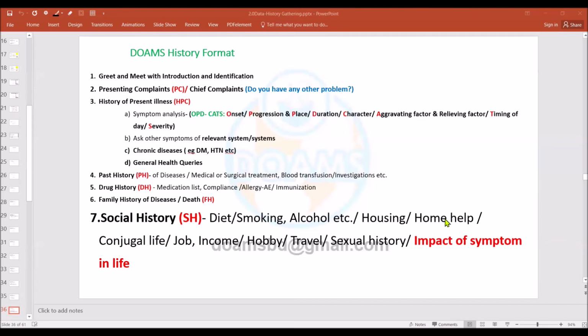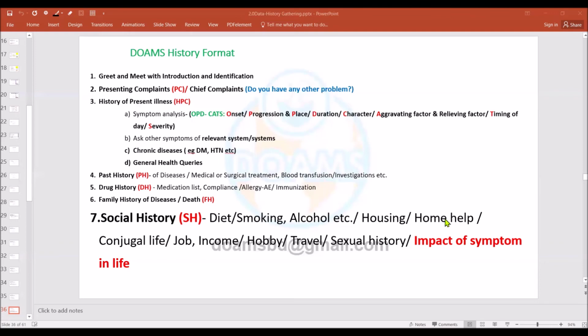Is somebody helping at home? Doctor, the answer will be yes. It is not only for today's patient. It is important for each and every patient, home help. It is not for the diagnostic clue, doctor. It is for the management purpose. So, for management purposes, we need to ask these questions for each and every patient.